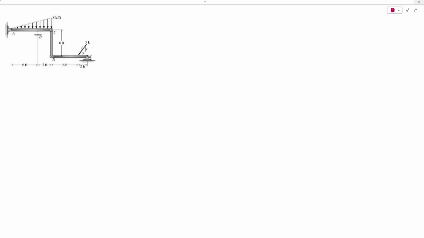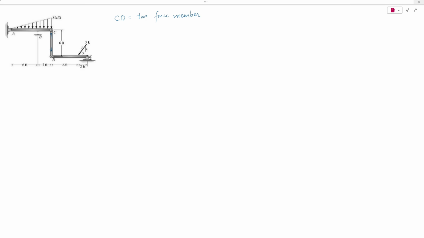Alright, let us solve this structure ACDE, where two members AC and DE are connected by a two force member CD. Here CD is a two force member because it has hinges on both sides and there is no external load applied, and we know that a two force member can only transfer forces in the direction of the member itself.